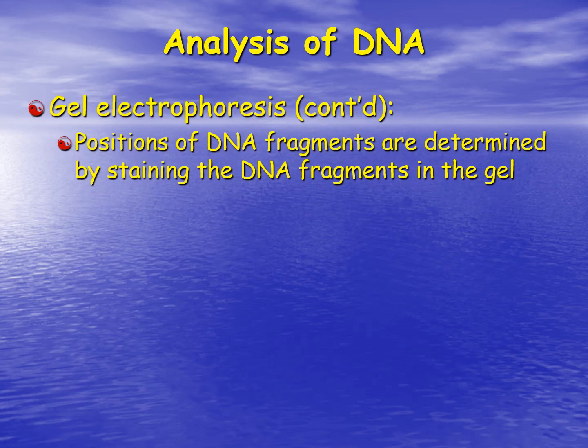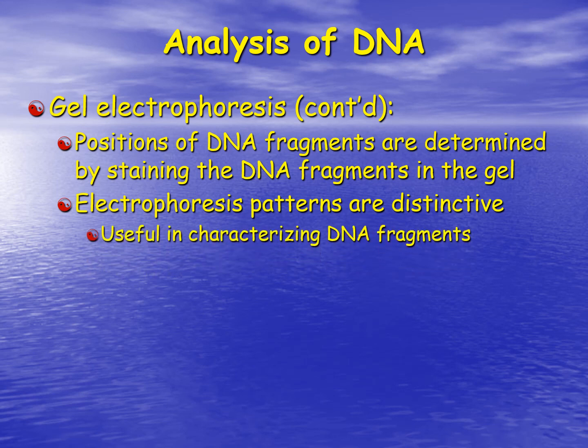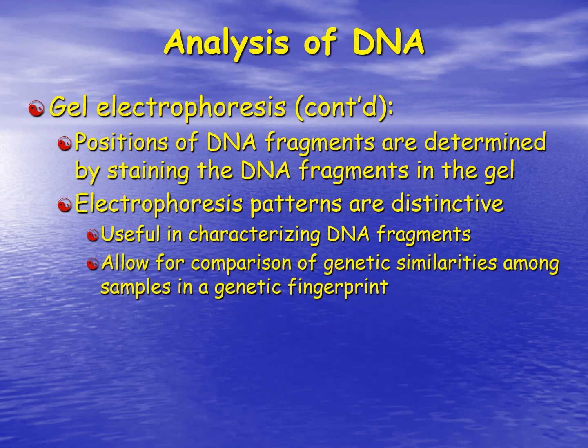Positions of the DNA fragments then are determined by staining the DNA fragments within the electrophoresis gel, and these patterns are actually very distinctive. It's useful in characterizing the DNA fragments because the heavier ones stay closer to the wells, lighter ones move farther away. It allows for comparison of genetic similarities among samples in genetic fingerprinting.